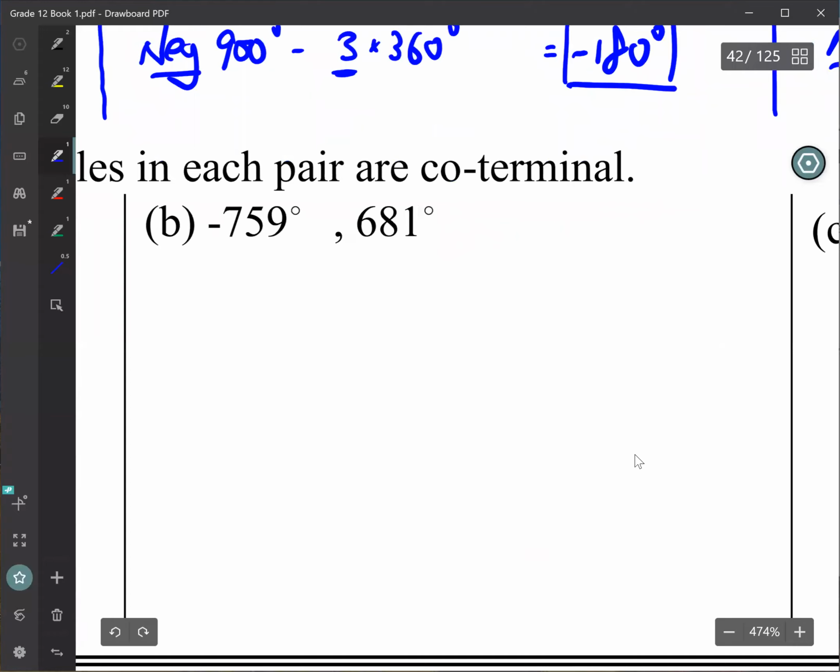Yes or no? Yeah. Okay. Can you tell me how many turns then? I think like 4. 4 turns. I forgot to record it down. Okay. Let's check. Is it 4 turns? Divide by 360. Yeah, 4 turns. Okay, very good.